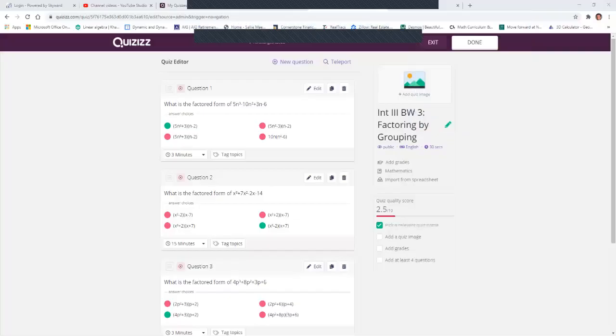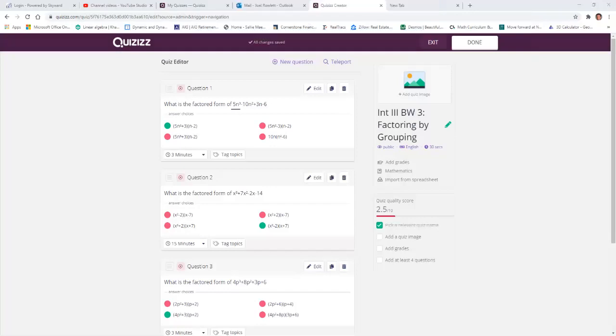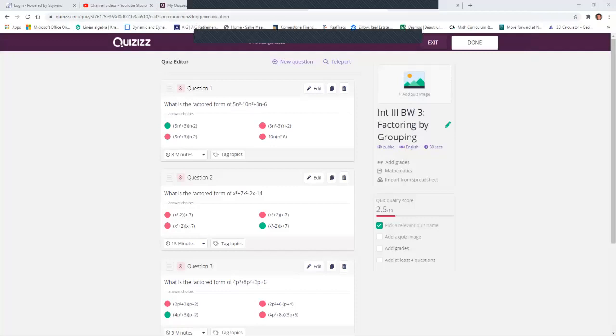Hopefully you did not have too much trouble with this bell work. This is a review of factoring by grouping. And remember, we factor by grouping whenever we have 4 terms. And if we look at problem number 1, we do have 4 terms, right? We have 5n cubed, then we have negative 10n squared plus 3n, and then we have the negative 6 here. So we do have 4 terms, which means we will factor by grouping.